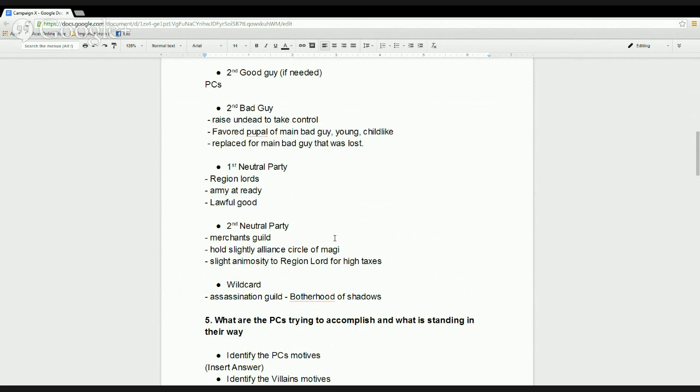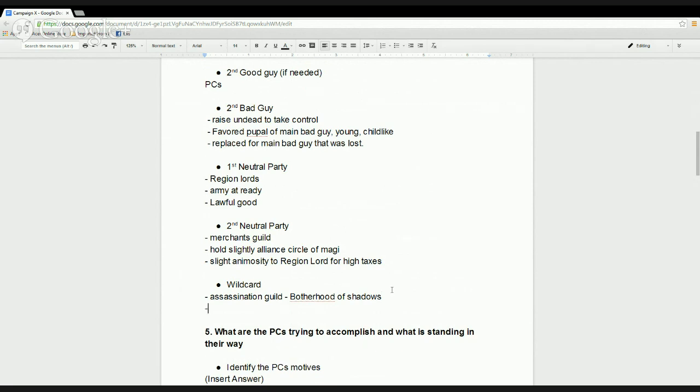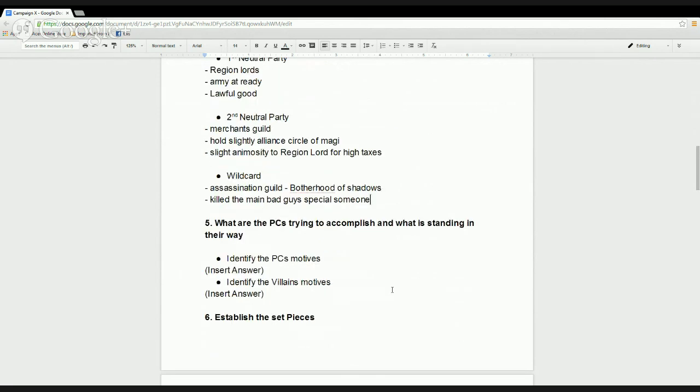And then mixed up in all of this, we have the wild card, and that is our Assassination Guild, who is going around doing something, and the one thing we do know is they are the ones that killed the main bad guy's special someone. Okay. So that gives our 7 powers.